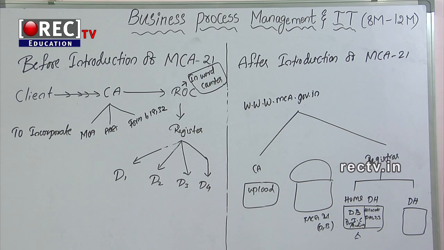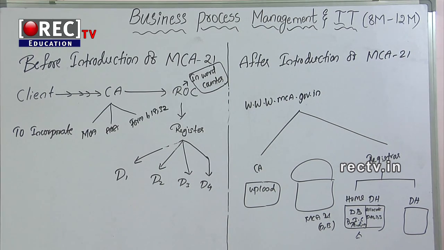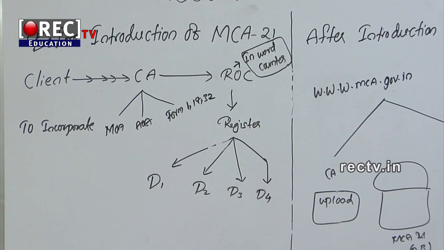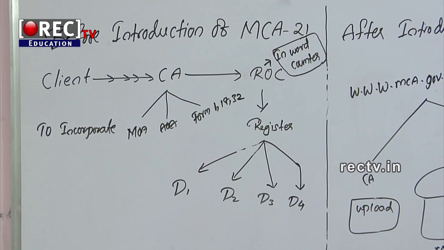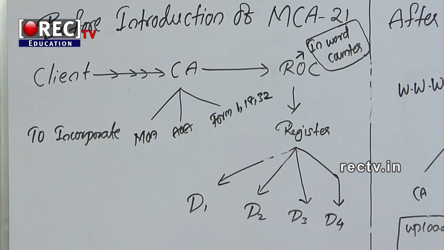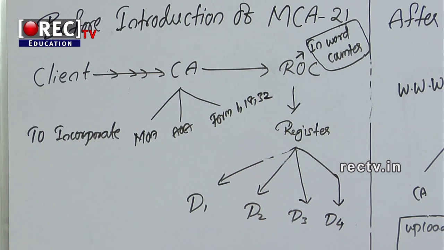Here in the example, I am taking MCA 21. The initiative was to save paperwork and manage everything in digitalized form. Now let us see, before the introduction of MCA 21, if a client wanted to incorporate a company, what process he had to follow. First, he would go to the chartered accountant, and the chartered accountant, after taking all the information from the client, would submit Form 1/1832 along with the memorandum of association and articles of association of the client's company.